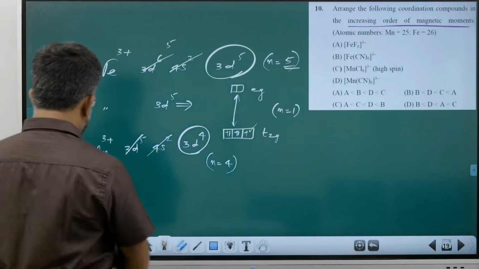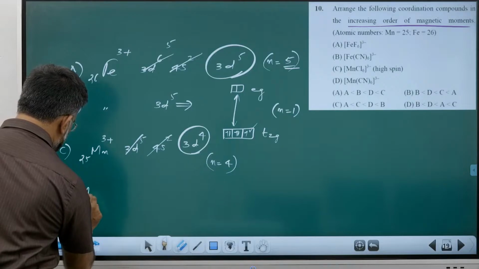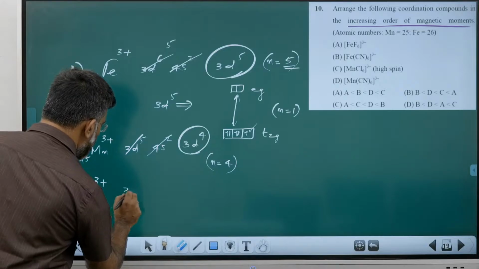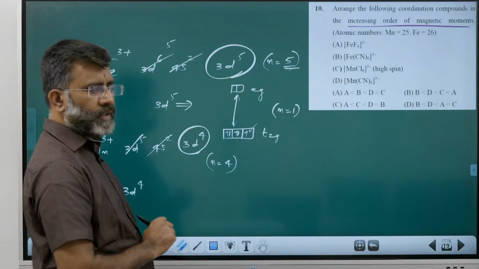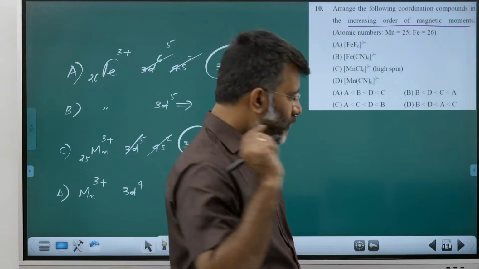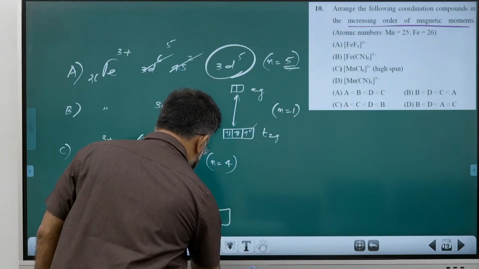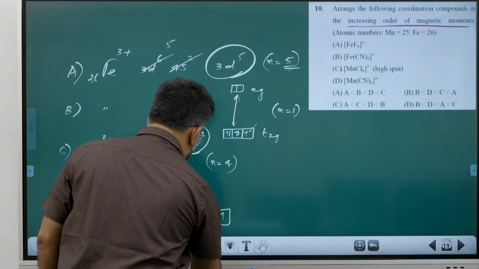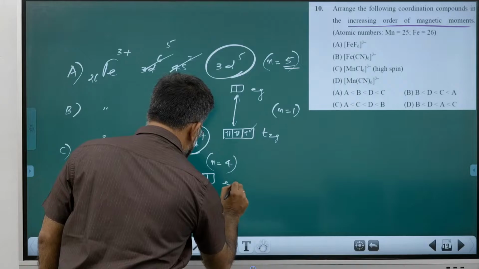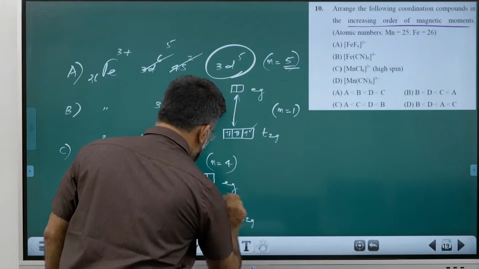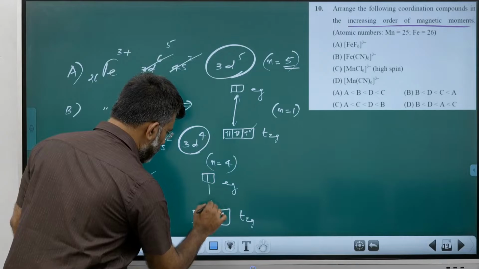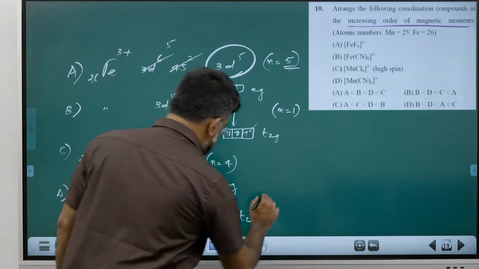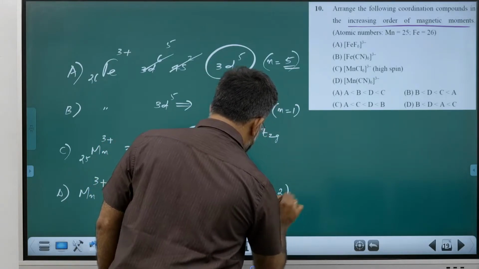Now the last one, option D, we have again Mn3+ where we have 3d4, but the difference is there is a strong ligand. So what will be the configuration? It's going to be 4 electrons, 1, 2, 3, 4. And once again, the eg orbital remains unoccupied. Only the t2g orbital is occupied because of the large difference between t2g and eg. Now the number of unpaired electrons counted to be 2.